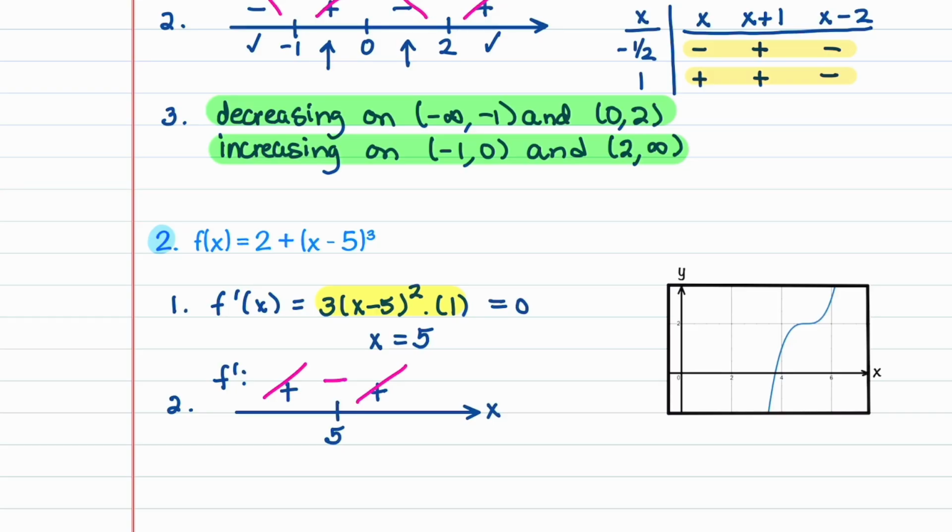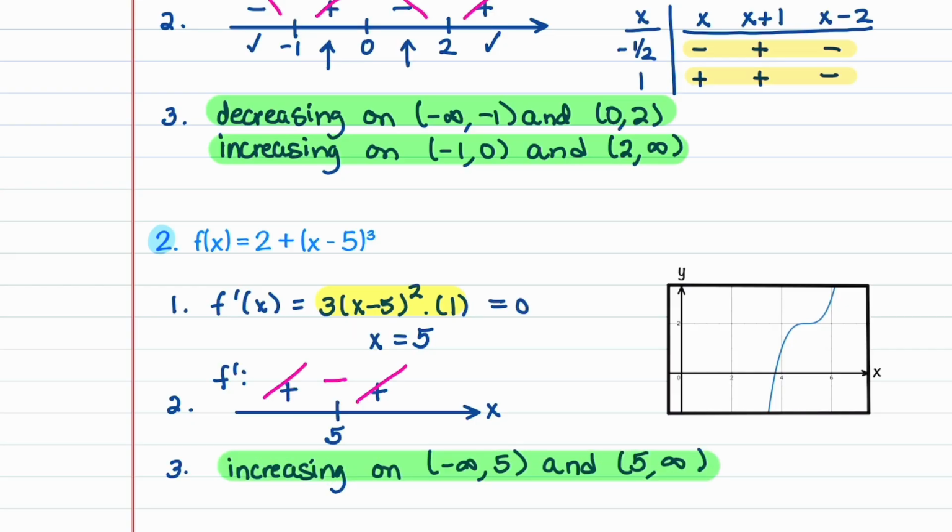So for our answer for part 3, we have to say that our function is increasing on -infinity to 5 and from 5 to infinity. And we have to leave out the 5. Here's our answer then. And before we go on to the next problem, let's look at our graph over here on the right. This is our critical point when x is equal to 5. You can see that there is a horizontal tangent there. And then to the left and right of that point, our function is increasing.